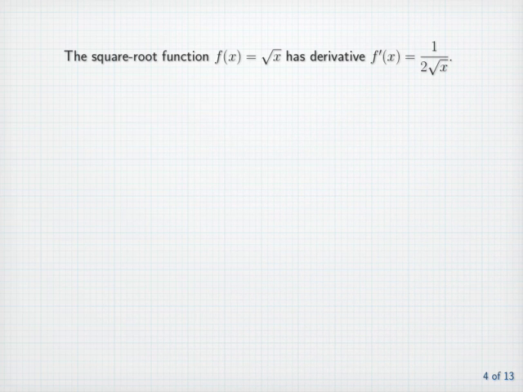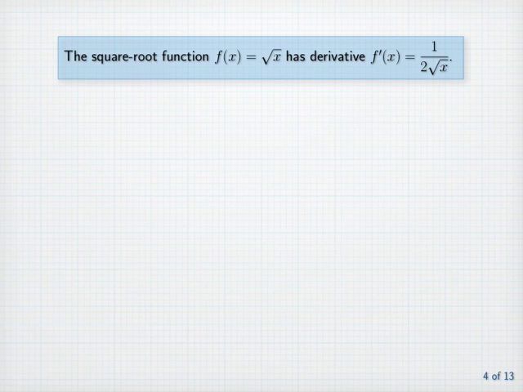Here's another derivative of a basic function. The square root function f of x equals square root of x has derivative f prime of x equals 1 over 2 times the square root of x. This is a straightforward calculation. Let's look at the difference quotient, the square root of x plus h minus the square root of x divided by h.